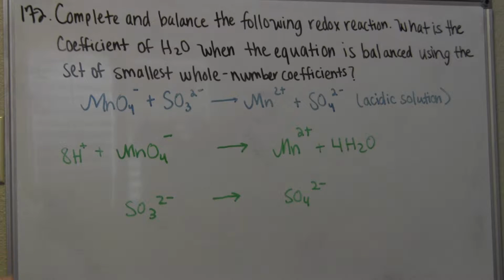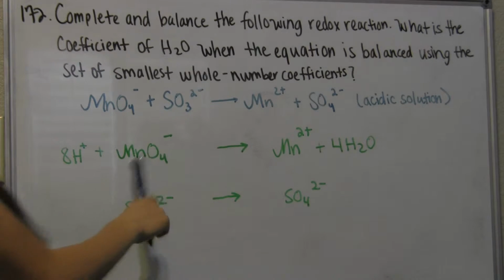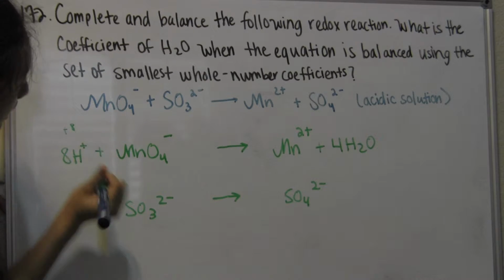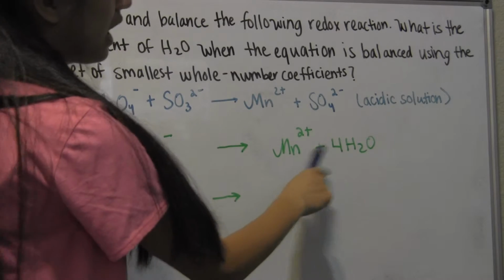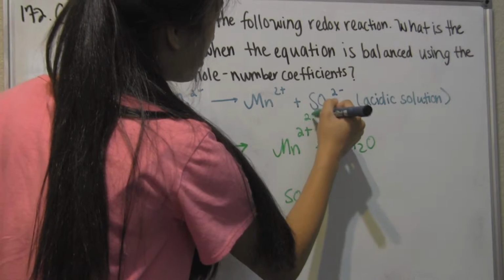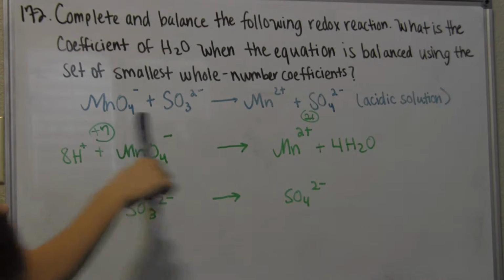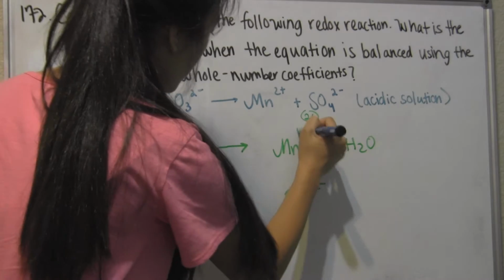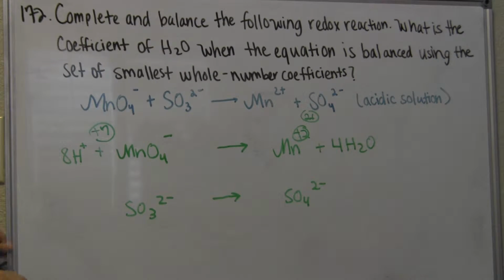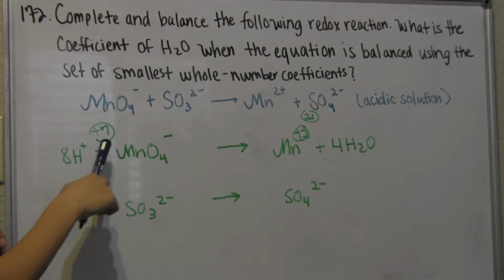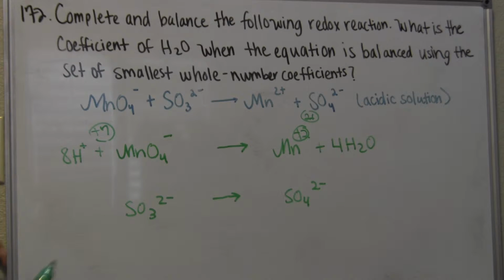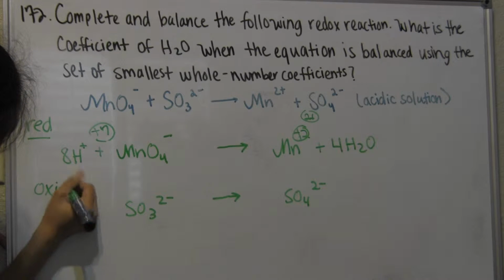So now we have to figure out how many electrons are transferred from each one. Here you see that we have a positive 8 and a negative 1, so the total charge for this side will be +7. And on this side we have an Mn2+ and a 0, so we're going to have a +2 overall charge. So from +7 to +2, you're gaining electrons because you're going from a bigger number to a smaller number. So this would be the reduction side, your reduction half reaction. So obviously this would be the oxidation side of your reaction.